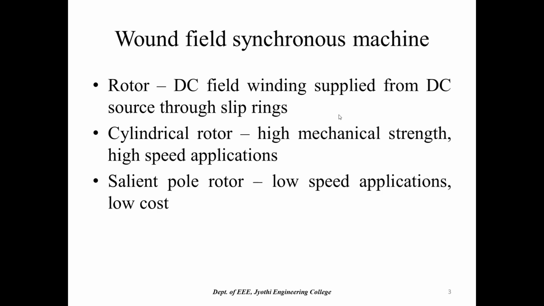Whereas in a salient pole rotor, the rotor is projected type, and due to the centrifugal force, it can be used only for low-speed application. But one advantage is that it is having a low cost.